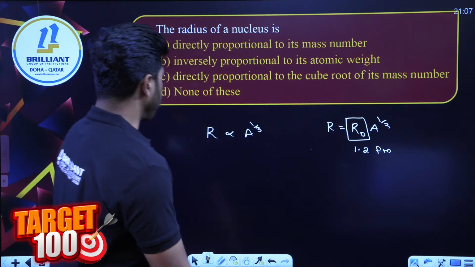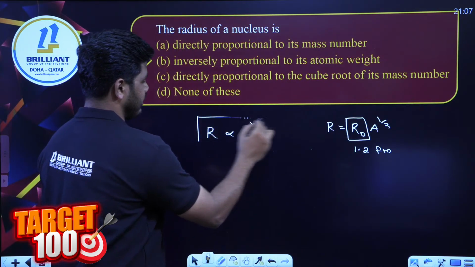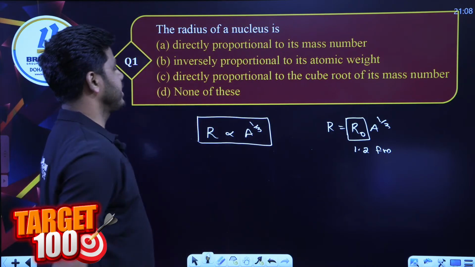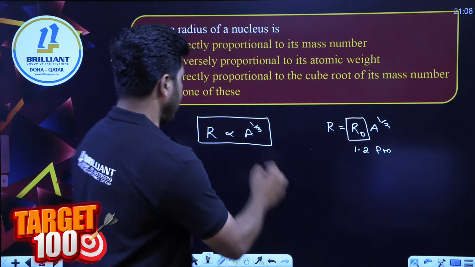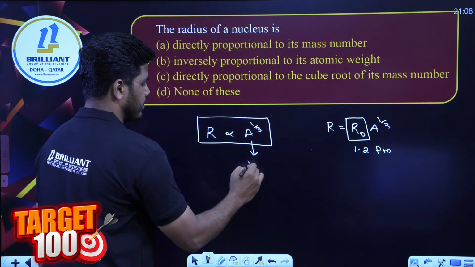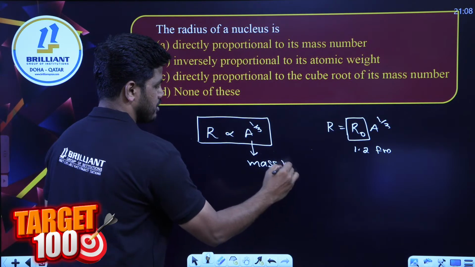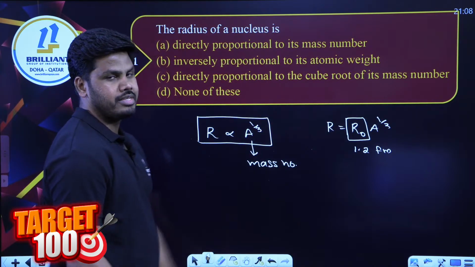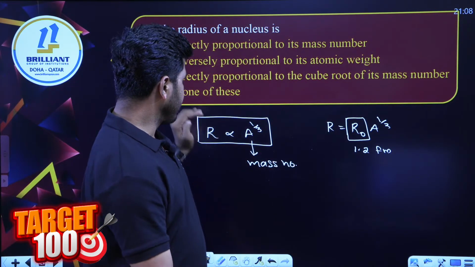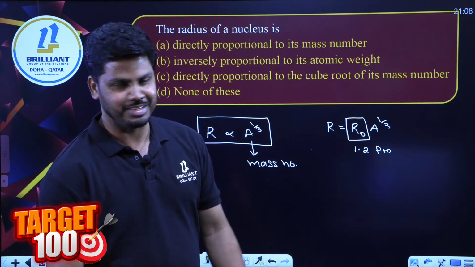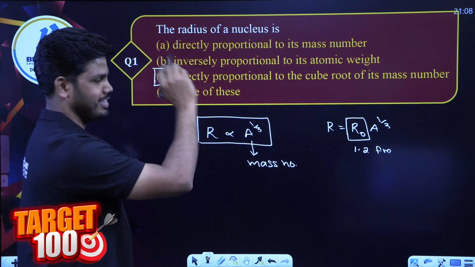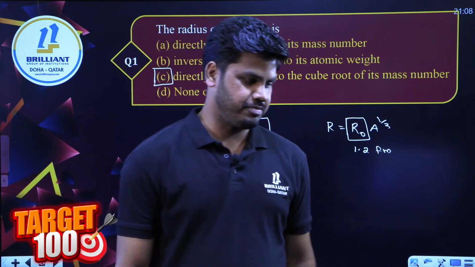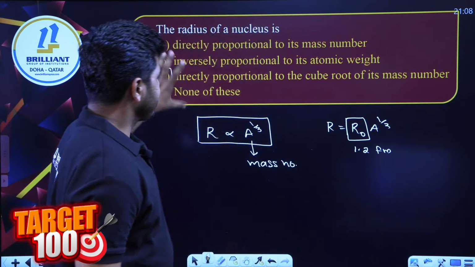Okay, so it was proportional to A raised to 1 by 3, and we have a direct option here: directly proportional to the cube root of its mass number. A is the mass number of the nucleus. We know it is the mass number, the total number of nucleons in that particular nucleus. So radius is proportional to A raised to 1 by 3, the cube root of mass number. And that was a great start. Option C, yes, most of you answered. Option C is the correct answer, right?